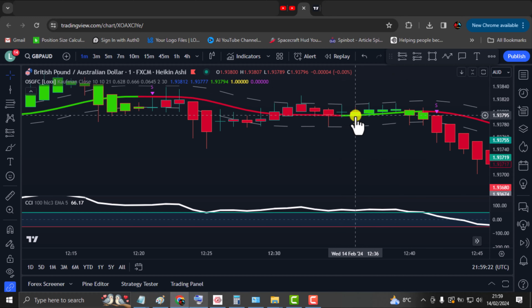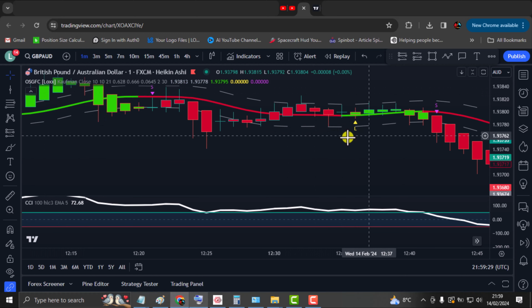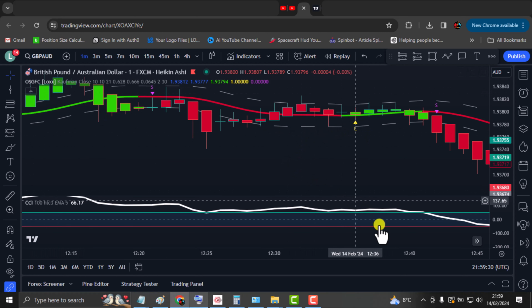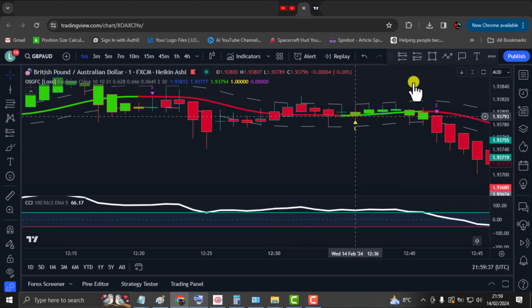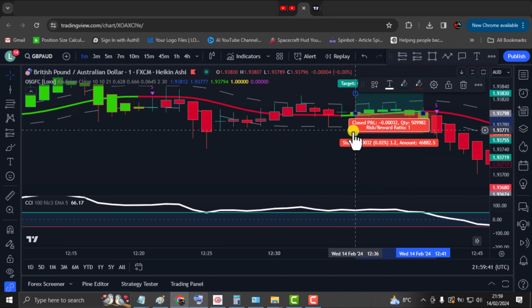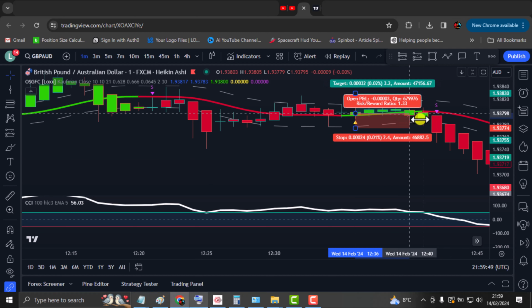Why? Because first the signal was generated just above the moving average of the OSGF indicator, plus the white line was for a while above the green line. So we're going to take this buy. We take it. Our stop loss is going to be just the recent low, which is around 2 pips. So we're going to get stopped out here.